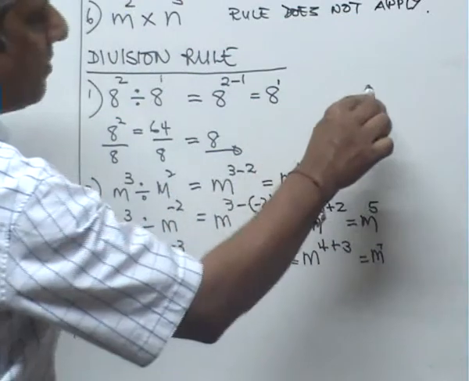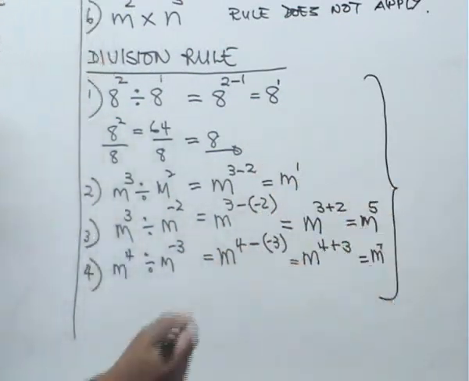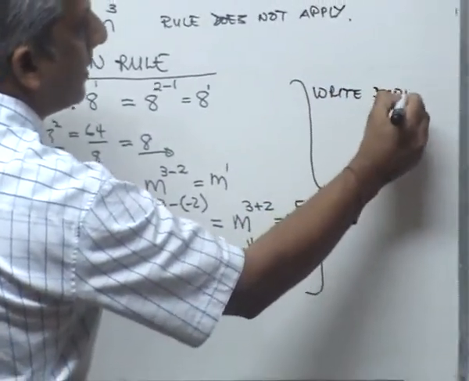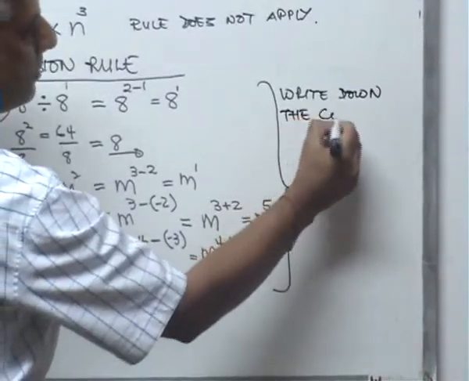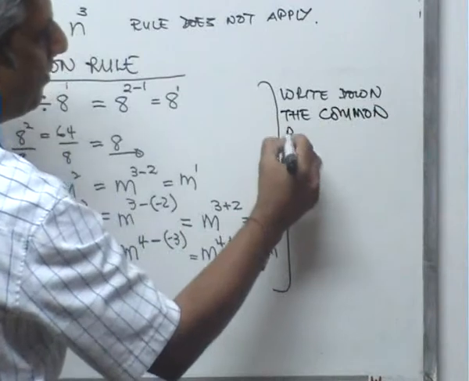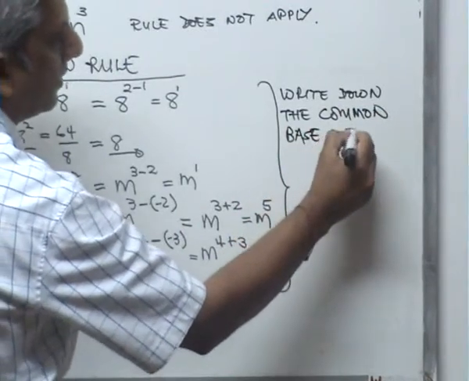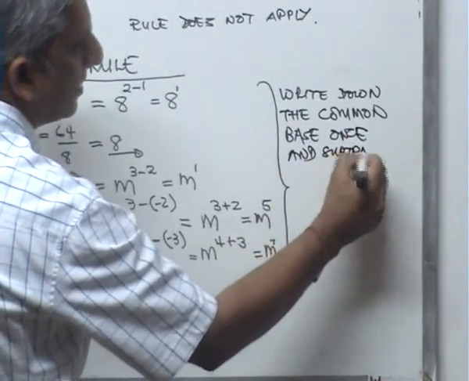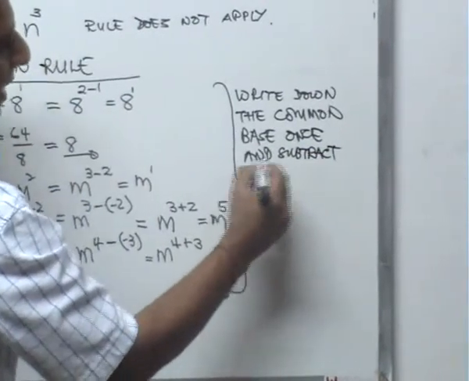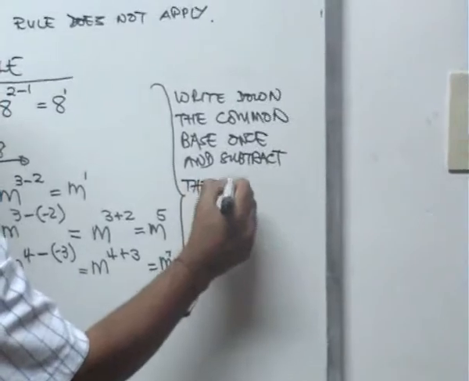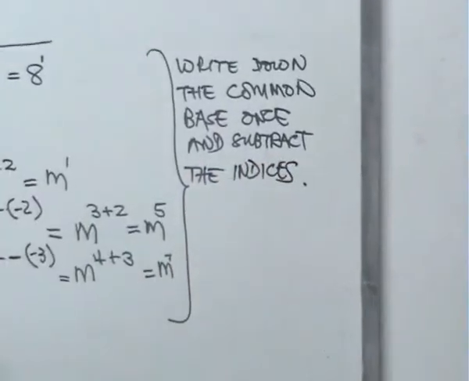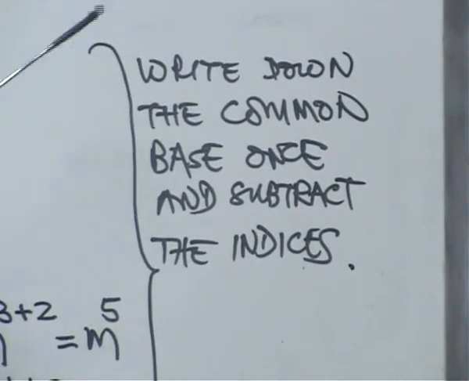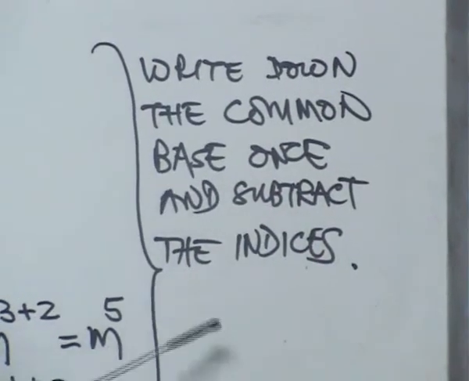So let's see what the division rule is. The division rule will be: write down the common base once and subtract. Subtract means minus, and subtract the indices. Remember, once again, if I ask you what the division rule for powers is, you just tell me, write down the common base once and subtract the indices.